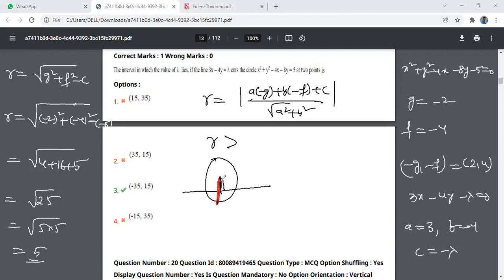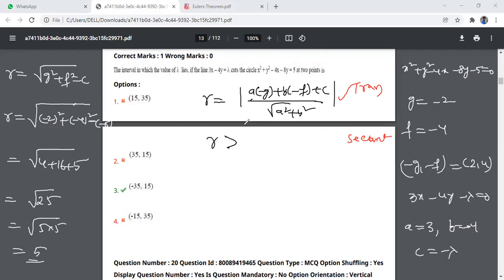This total is the radius, but the perpendicular distance means up to here only. So r is greater than the perpendicular distance. That I am writing here. Now I am writing the formula. This is for tangent, this is for secant. Okay, secant: now r greater than.